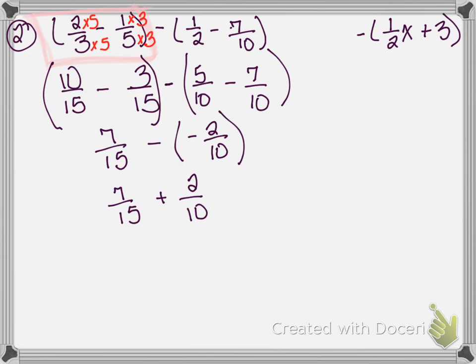I actually had a couple students stop right there, and I think they just weren't thinking about going further. But I can go further. I don't have a variable. So I can keep going. What's my common denominator between these two?